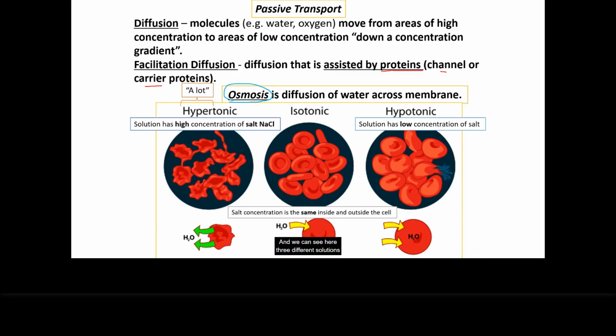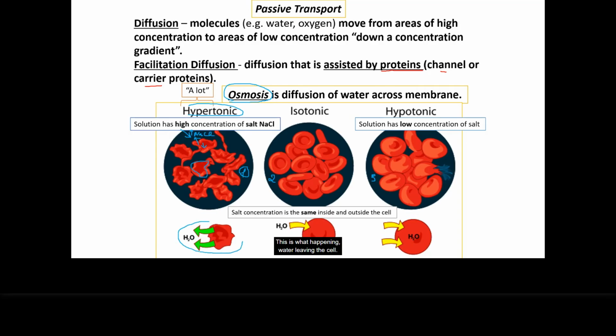And we can see here three different solutions with a black background. These are red blood cells in different solutions. In the number 1 solution, it's hypertonic. Hyper means a lot. So this solution has a high concentration of salt. Imagine we have a lot of salt in here, so much that the concentration is much higher than inside of the cell. And water will follow the salt. So it means water moves away from the cell and the cells become shrinking, smaller and smaller, damaged.